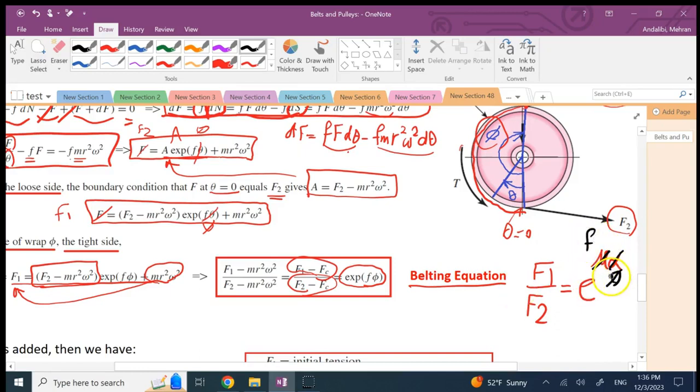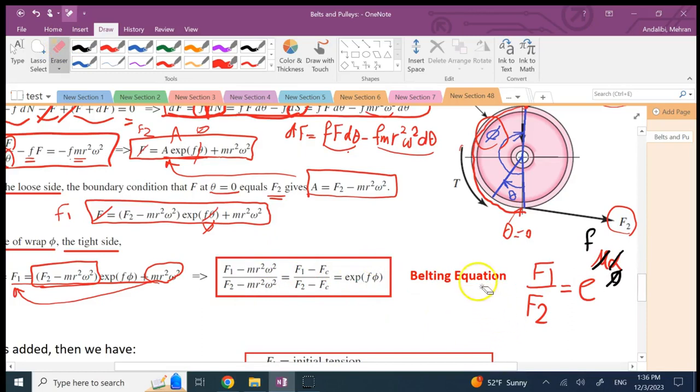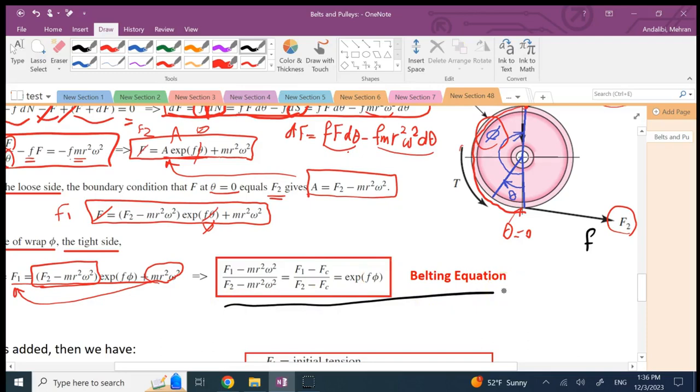And the only thing we don't have in the static case are rotations. So these guys, if you set them to 0, then you'll exactly get what we had in statics. So that statics equation that we had is a special case of this equation, which is the dynamic equation. So in the dynamic equation, the difference between the tensions and the centrifugal force per length is equal to exponential of mu times alpha, or in this case, F times phi. Okay, so this is an extremely important equation called the belting equation.